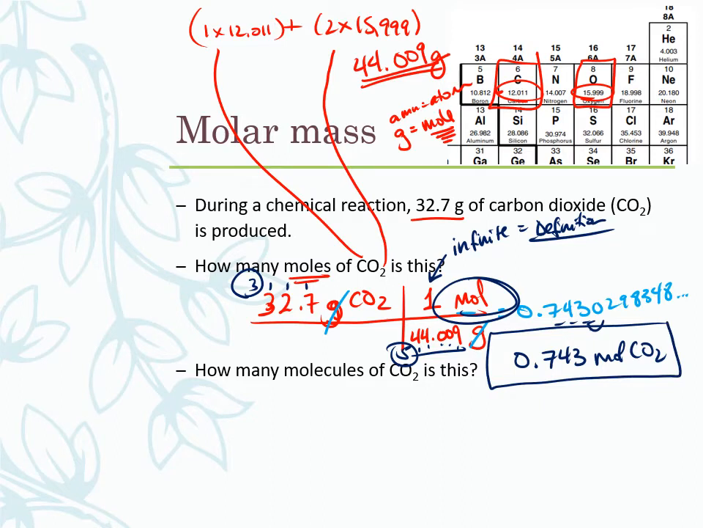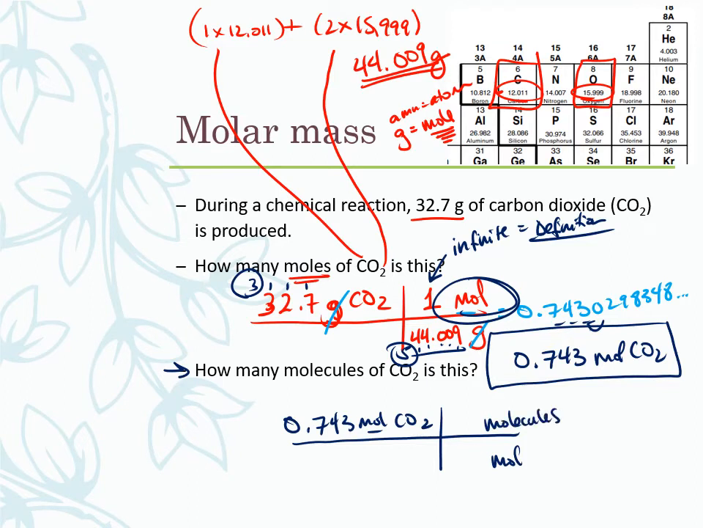But now I want to know how many molecules of CO2 this is equal to. So I'm going to take that same number, 0.743 moles of CO2, and I'm going to convert it into molecules. I have moles on top. I'm going to put moles on bottom. I want to turn my moles into molecules. How do I do that? Remember that Avogadro's number tells us that there are 6.02 times 10 to the 23rd particles per 1 mole.